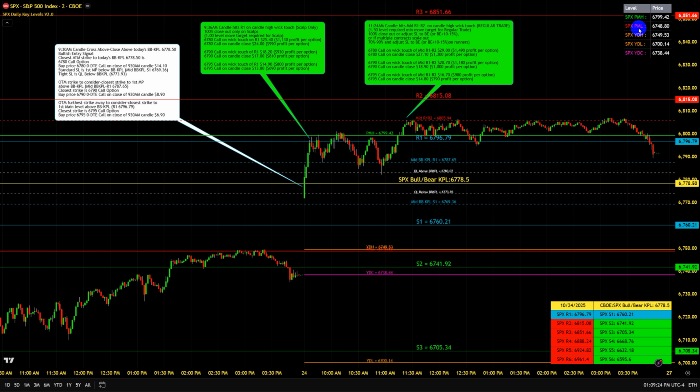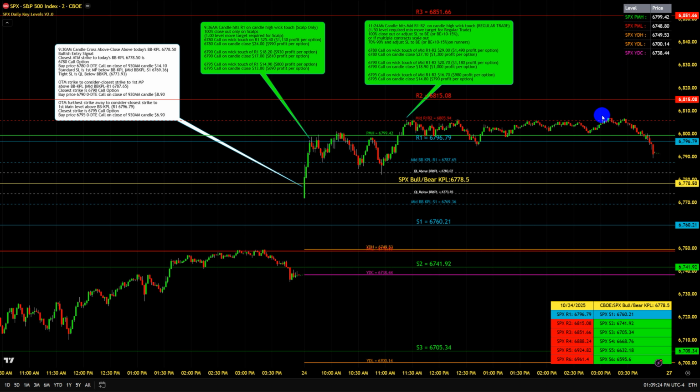So the PML is pre-market low, PMH pre-market high. YDH level, that is the previous day's or yesterday's daily high during the RTH session. The YDL is yesterday's daily low or the previous day's RTH session low. YDC is yesterday's daily close, the previous session's RTH session close, which you'll see here.